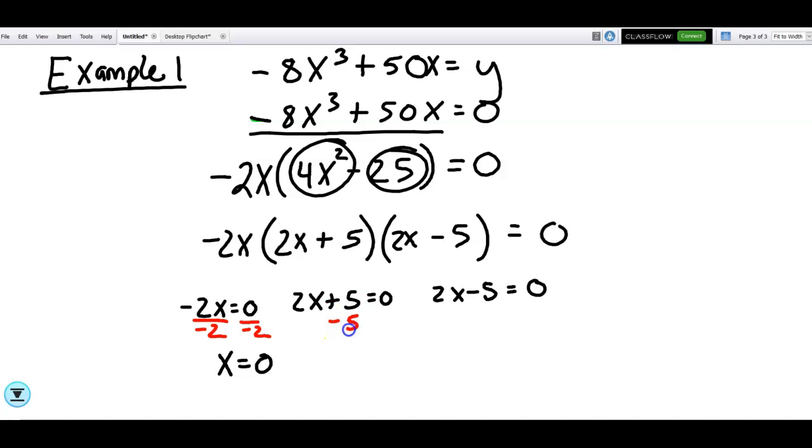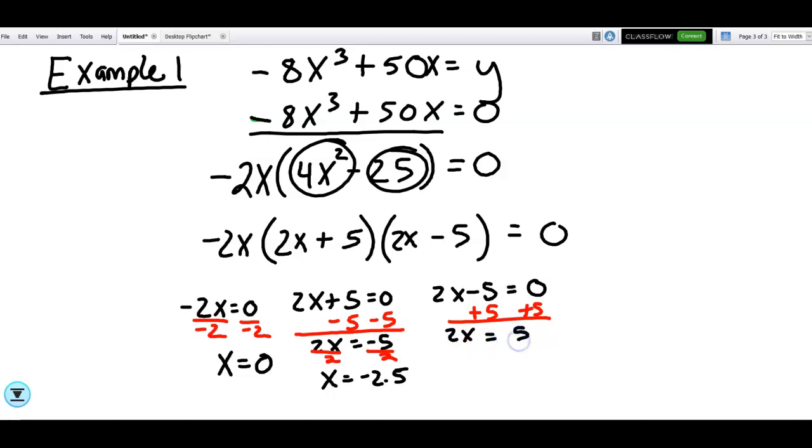The next one, we're going to minus the 5 first on both sides. And then we're going to divide by 2 after that. And so we end up with x equals negative 5 divided by 2, which is about negative 2.5. I would suggest changing them into decimals if you get a decimal one. The next one, we're going to add 5 on both sides. And then we'll divide by 2 again.